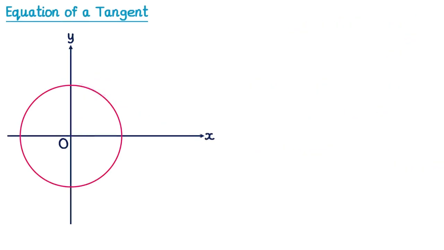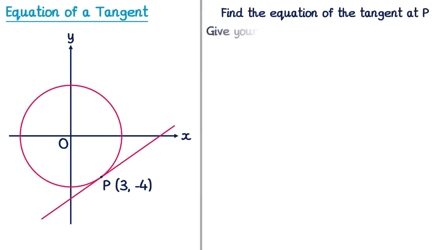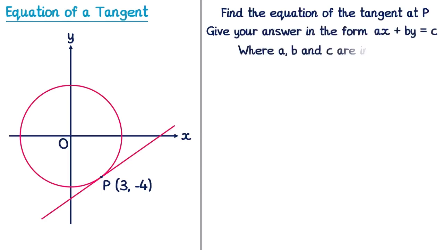Let's try a second example where the point P is in a different place. So this time its coordinates are 3, -4. And we'll also look at how an exam question might be worded. So it could say, find the equation of the tangent at P. Give your answer in the form ax plus by equals c, where a, b, and c are integers. That's slightly different to the previous question.